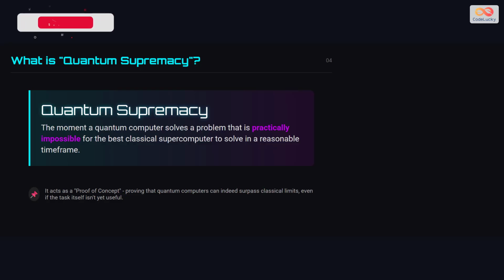So, here is the definition. Quantum supremacy is the specific moment in time when a quantum computer solves a problem that is practically impossible for a classical computer to solve. It does not mean the problem has to be useful. It just has to prove that the quantum machine can do something the classical machine physically cannot do in a reasonable timeframe.